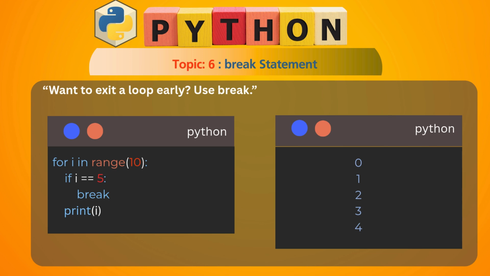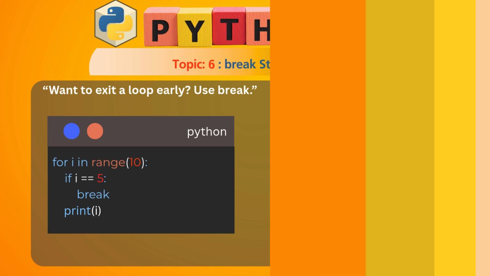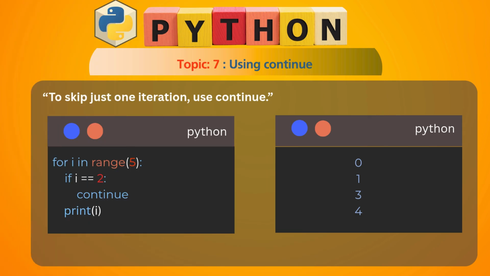Now we will see using continue. If you give a statement for i in range(5), it will print 0, 1, 2, 3, 4. If you want to continue, if i double equal to 2, if you give the condition if i double equal to 2, continue. What it will do, it will print 0, 1, then it will skip 2, then 3, and it prints 4.